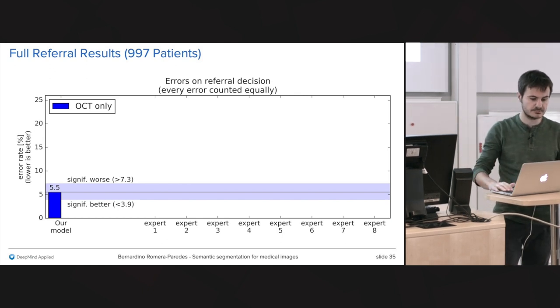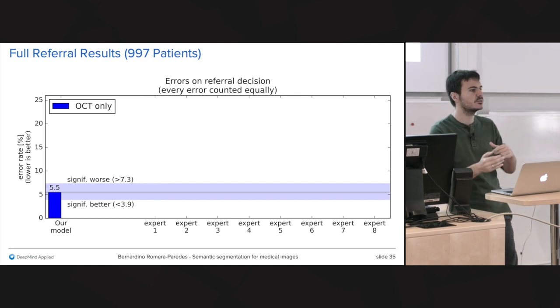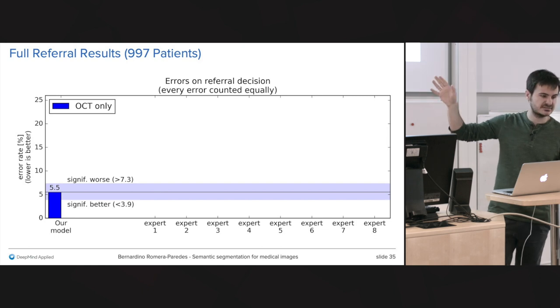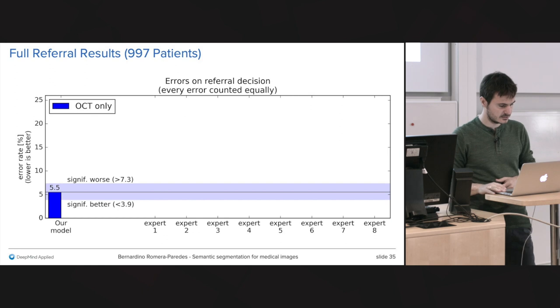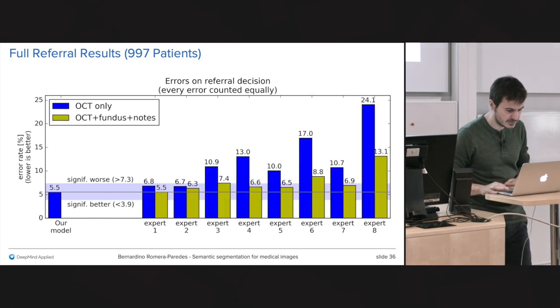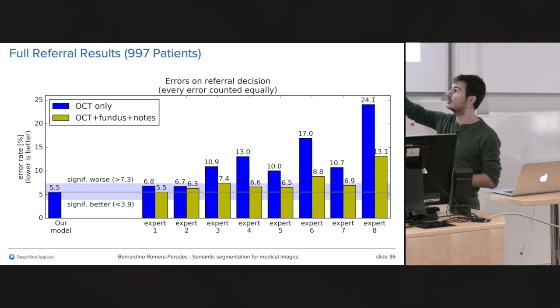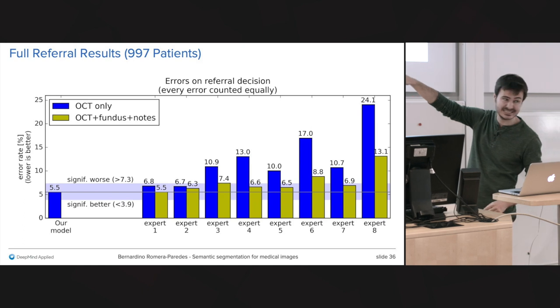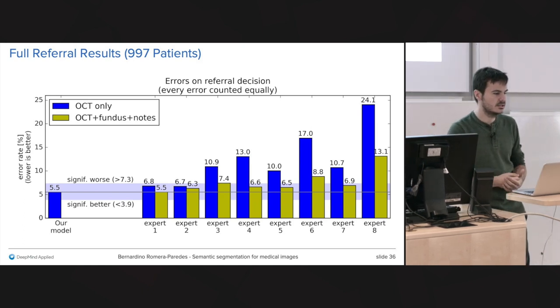And now here we explore how the comparison looks when we take all four classes into account. So here it is about the misclassification error. Our model has 5.5% error, and the experts have, well, you can see, we are better than the doctors when they only look at the OCT, and we are at the same level as the best doctor when they also have access to the other information.